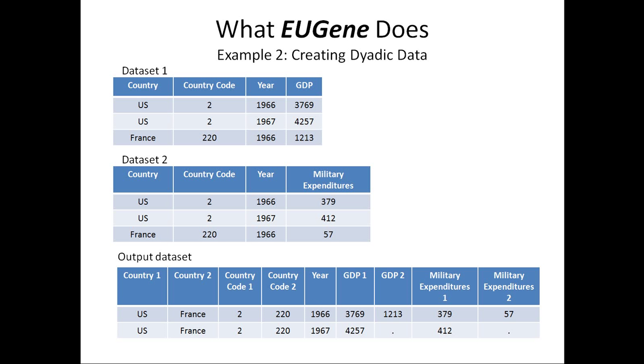As another example of what EuGene would do, it could take those same two input data sets and create an output data set where instead of the unit of analysis, or the unit of observation, or the cross-section being a country, it could instead be what we would call a country dyad, meaning country 1, country 2, as well as the year, and then the GDP and military expenditures for both.